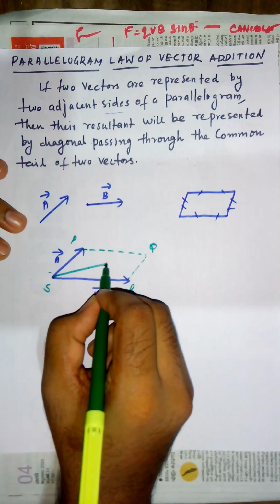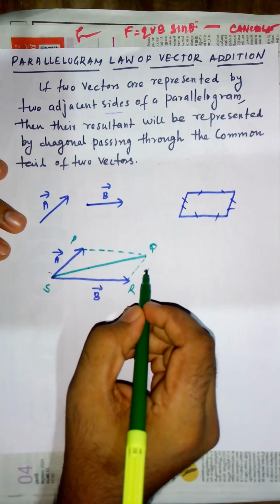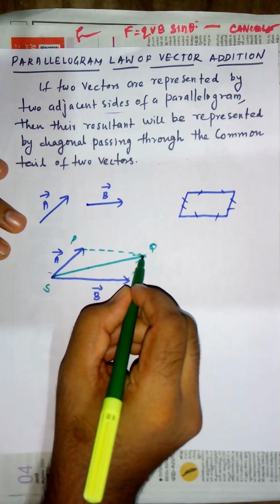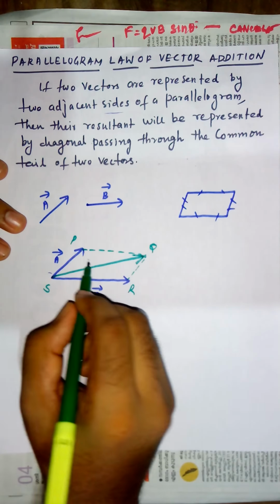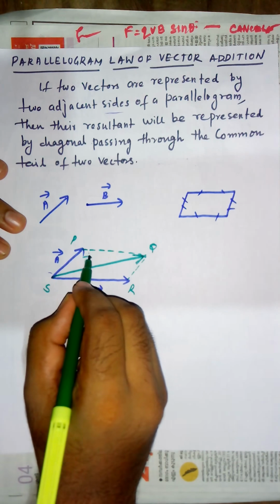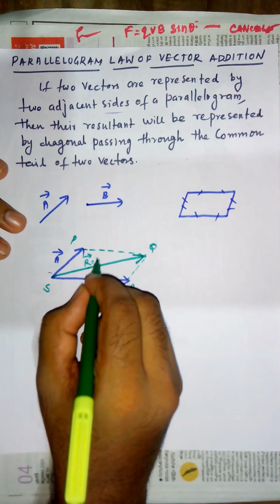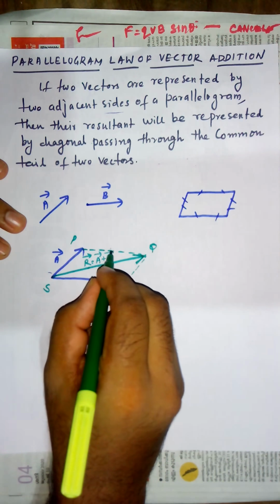This is the diagonal, right? This is the diagonal, okay. So the direction of the diagonal will be this, okay, right. So this will be providing us the resultant vector. Resultant vector means addition of A and B. You can write A plus B, okay.